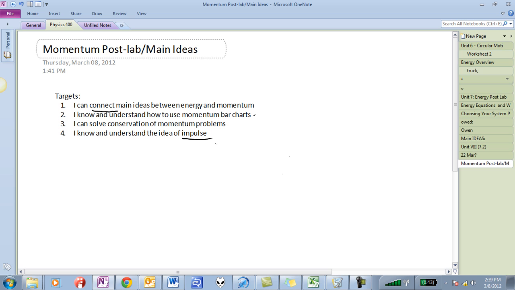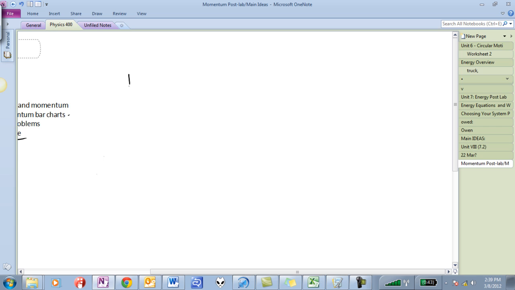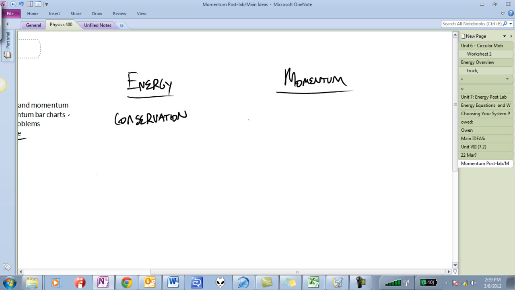So for number one, let's take a look at number one. I can connect main ideas between energy and momentum. So we have this idea of energy, and we have this idea of momentum. And again, you will see that they are very similar in nature. First off, we have conservation. Conservation fits for both of them. So right away, if you understand there's conservation here, there's also conservation over here with momentum. So if you understood conservation of energy, you should easily be able to understand conservation of momentum.